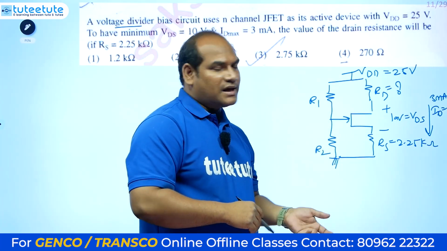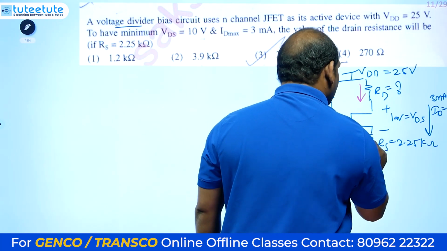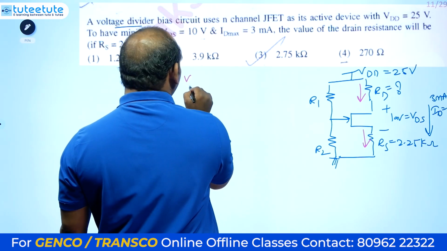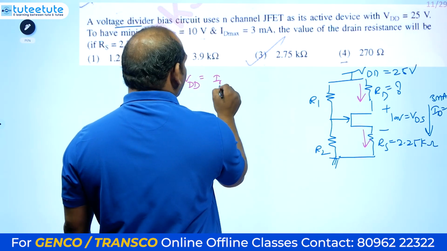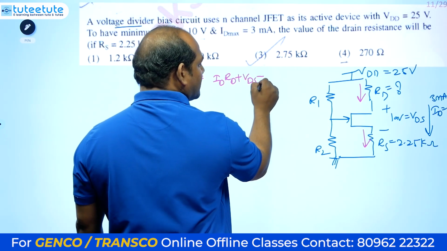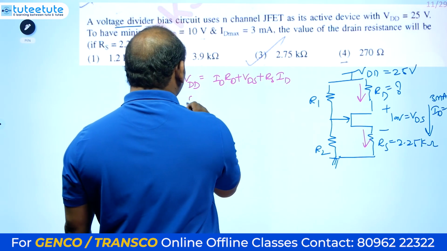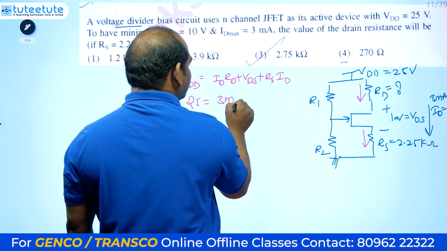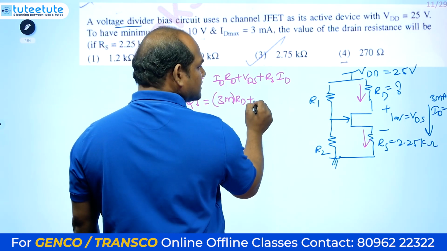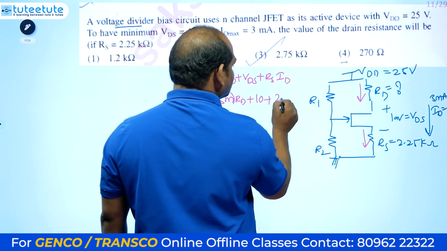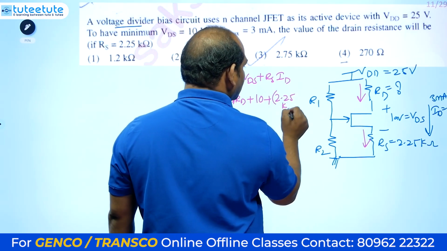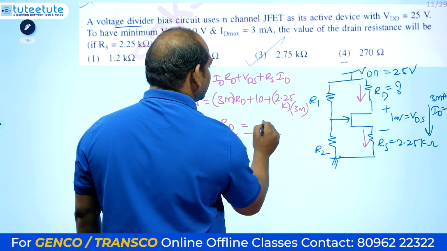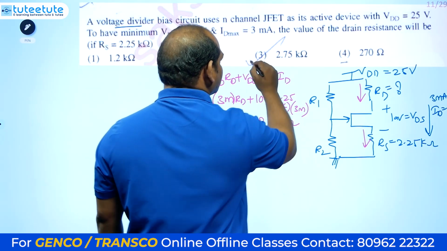That means KVL we have to apply. ID current is flowing through this one, and here also ID current is flowing. So the KVL equation I am writing: VDD is equal to ID RD plus VDS plus IS RS. So 25 is equal to ID, which is 3 milli they have given, so 3 milli times RD plus VDS is 10 plus RS is 2.25 K multiplied with 3 milli. The only unknown value is RD. If you calculate you will get 2.75 kilo ohms.